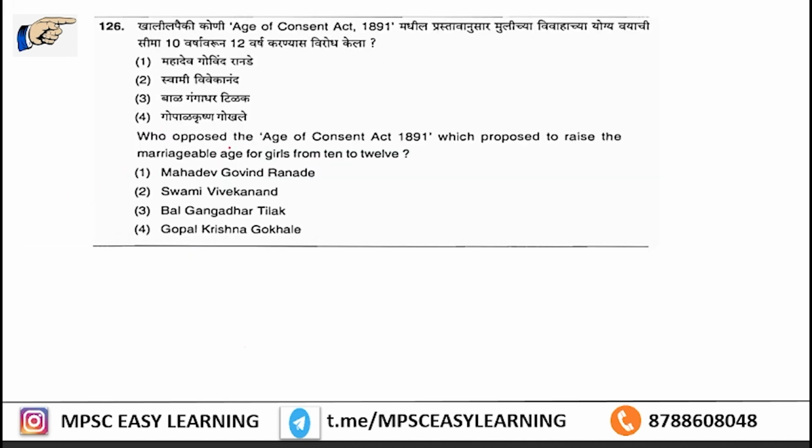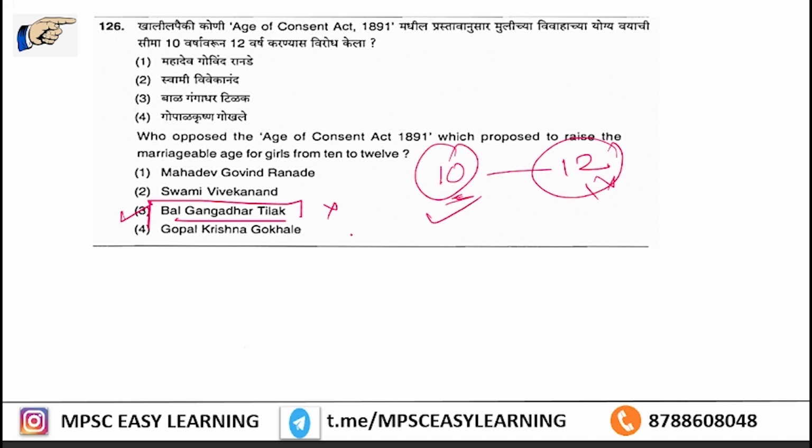Next one. Who opposed the Age of Consent Act 1891, which proposed to raise the marriageable age for girls from 10 to 12? Means this act was going to raise the age. 10 में नहीं शादी होगी, 12 में होगी. So who is that person who said that no, 12 नहीं, 10 में ही करो शादी? This is a very tricky question. Here, Mahadev Govind Ranade, Swami Vivekanand, Bal Gangadhar Tilak, Gopal Krishna Gokhale. यहाँ आपका जवाब है बाल गंगाधर तिलक. So he did not want that a girl should get married at 12. He wanted that a girl should get married at 10 only.